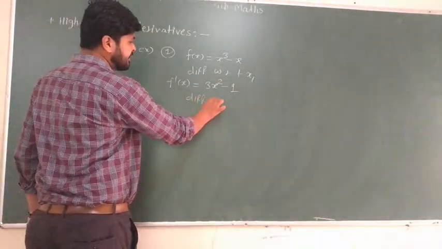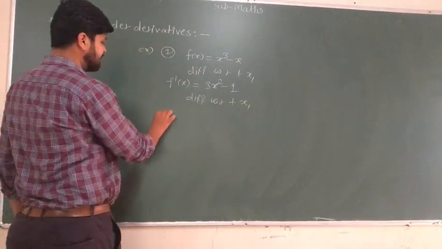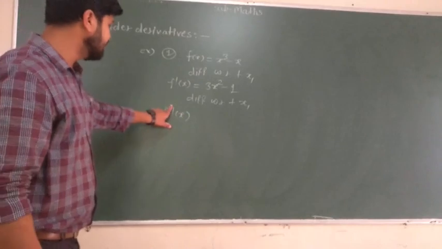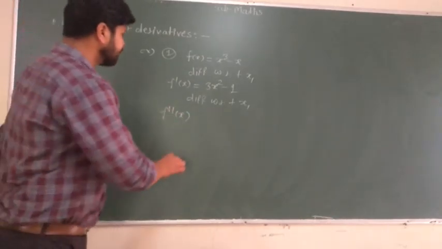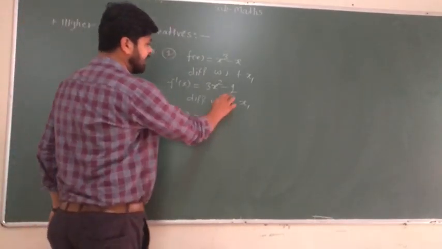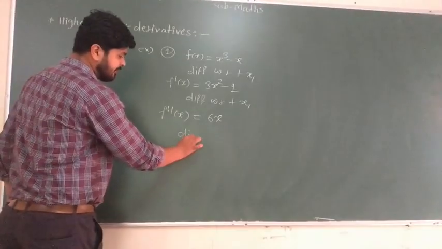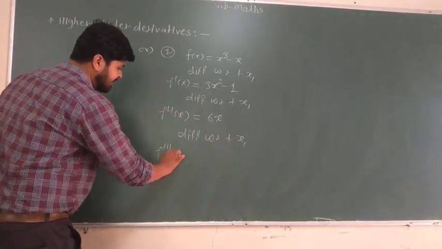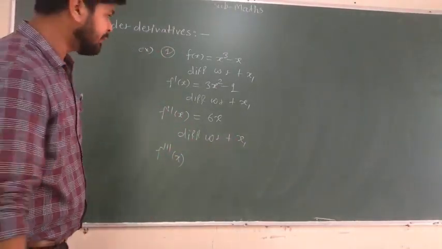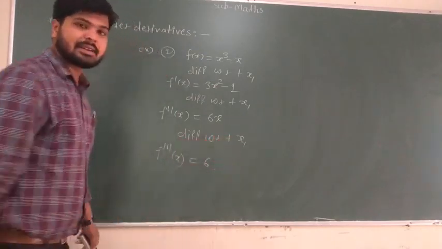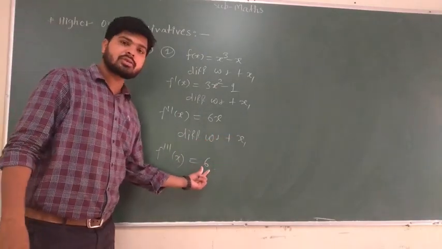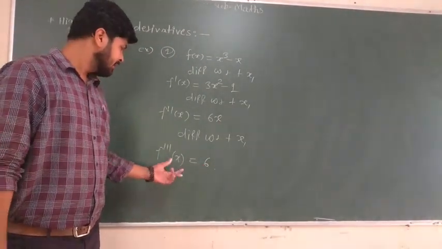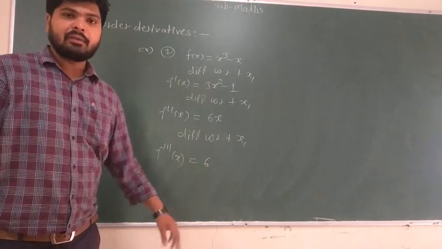If I again differentiate this with respect to x, then it is the second derivative, denoted by f double dash of x, and that derivative is 6x, and the derivative of 1 is 0. If I again differentiate this with respect to x, then the next derivative f triple dash of x is equal to 6. Now this 6 is a constant number. So if I take the next derivative of this function, then that derivative is 0.